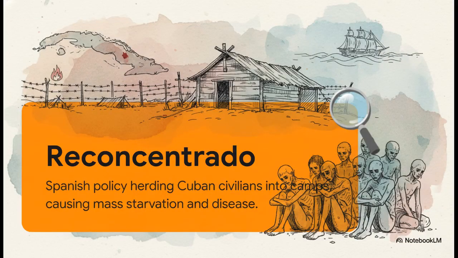Now, the actual spark for this whole thing ignited in Cuba, which had already been fighting an insurgency for independence from Spain since 1895. The Spanish military under General Valeriano Weyler instituted an incredibly brutal policy known as reconcentrado. Basically, they forcibly herded Cuban civilians into camps just to isolate the rebels, and the conditions were horrific. Tens of thousands of people died from disease and starvation. When word of this inevitably reached the US, it generated massive, widespread public outrage.